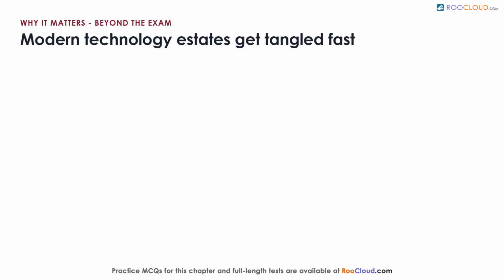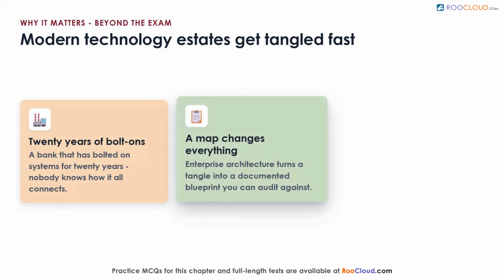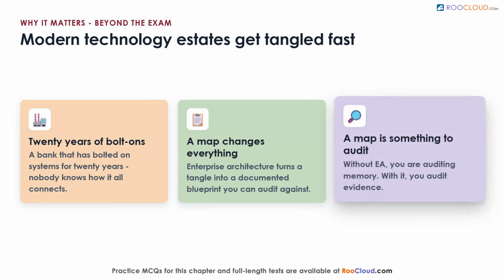Why does this matter beyond the exam? Because modern technology estates get tangled fast. Picture a bank that has bolted on systems for 20 years. Nobody can say how it all connects anymore. When leaders want to invest, they are guessing in the dark. A clear architecture turns that fog into a map. And a map is something you can actually audit against.